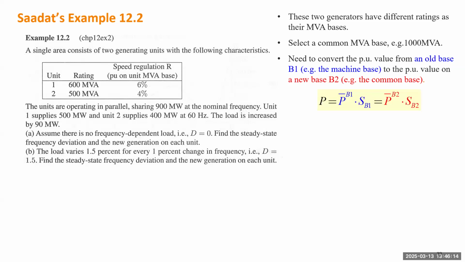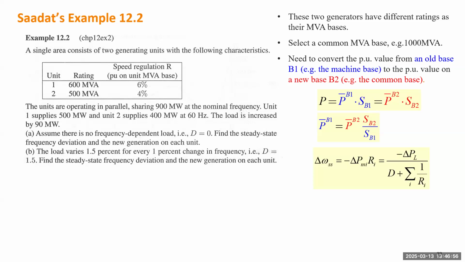So let's see, P is actually in the unit of megawatt or MVA, which is equal to the per unit value multiplied by the base. If there are two potential bases, this equation has to be true: the actual value is equal to the per unit value multiplied by that base. Which means if we already know the per unit value on base 2, and we know base 2 and base 1, we will be able to translate from a per unit value on base 2 to the per unit value on base 1 using this formula.